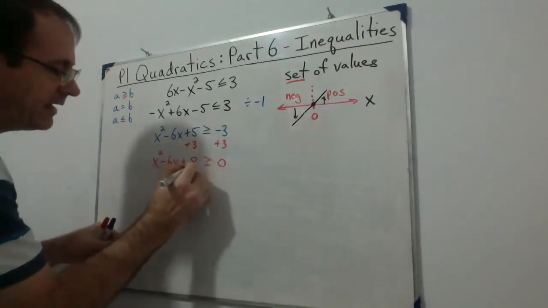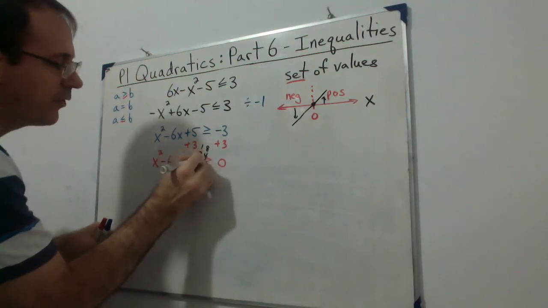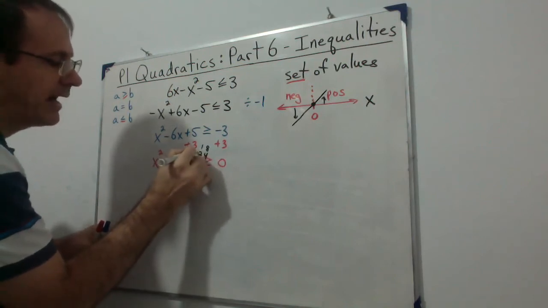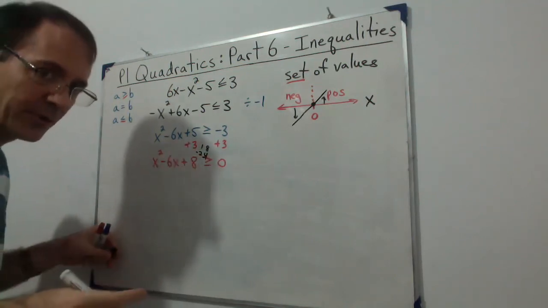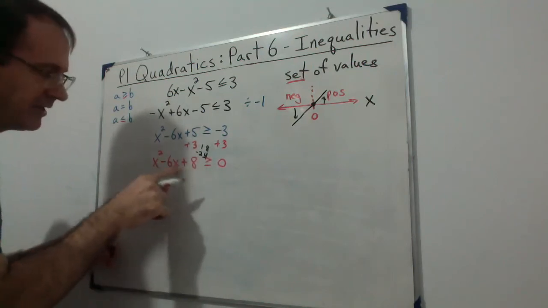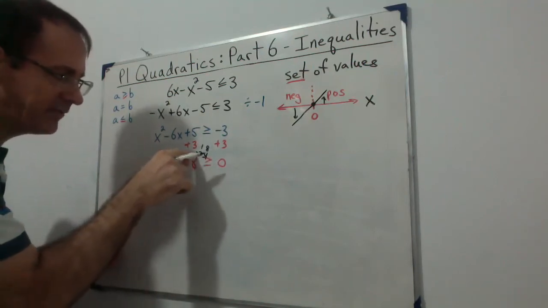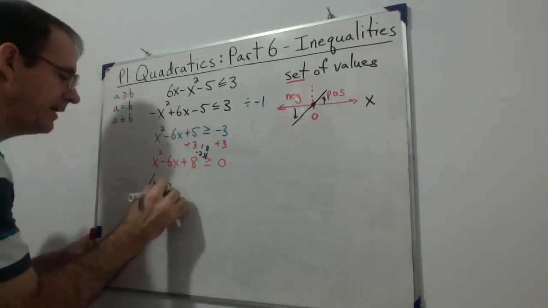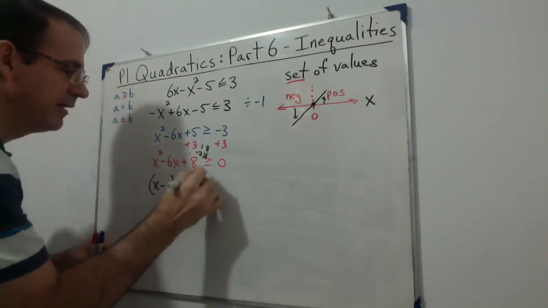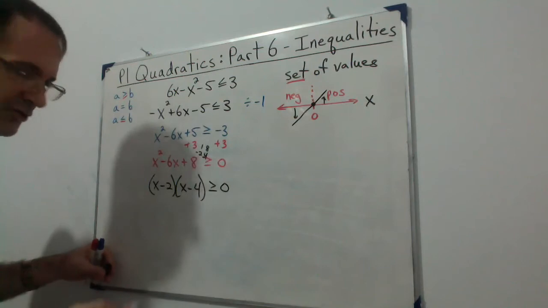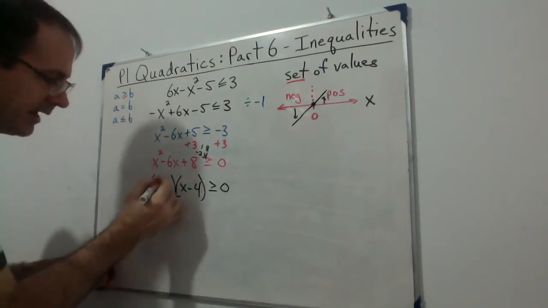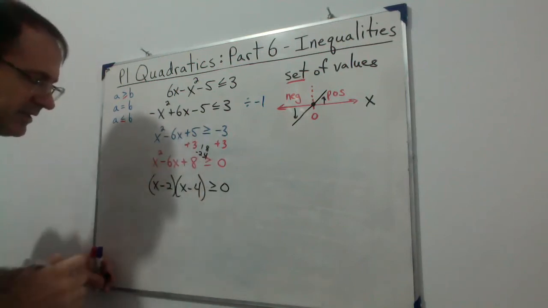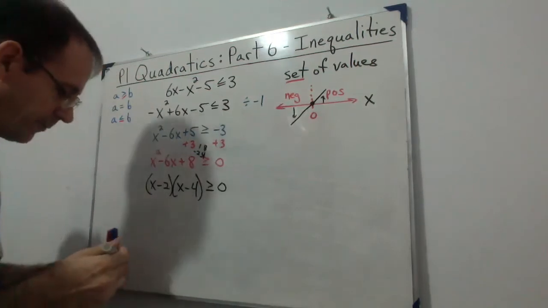So the factors of 8 are 1 and 8, 2 and 4, and they have to add up to give us a -6. That means we're adding a -2 and a -4. To add to get a negative, you have to add 2 negatives. So a -2 and a -4, meaning we have x minus 2, x minus 4 greater than or equal to 0. Let's just double check. X times x is x squared. -2 times -4 is positive 8. A -2x and a -4x is a -6x. So we're good to go.